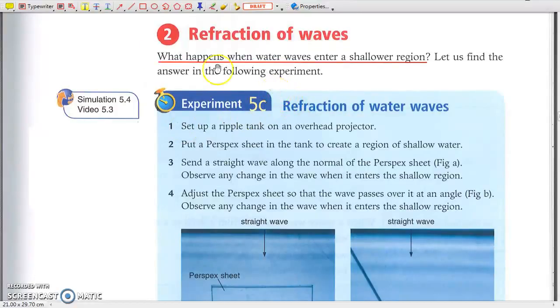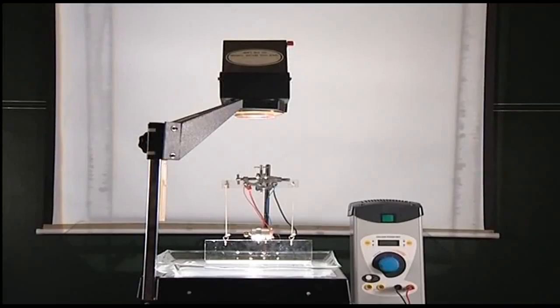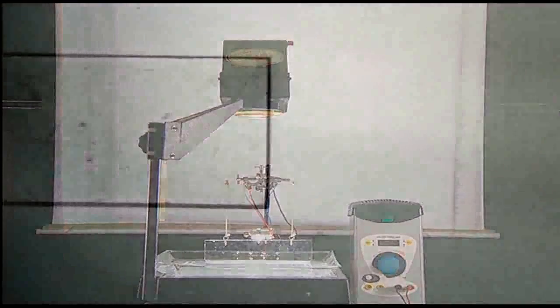Experiment 5C. Refraction of water waves. We will see how water waves are refracted in different situations by using a ripple tank. Put a perspex plate in the ripple tank and pour water into the tank so that the water is shallower over the plate than elsewhere. Send straight waves to hit the straight edge of the plate head-on. What happens to the waves in the shallow region?